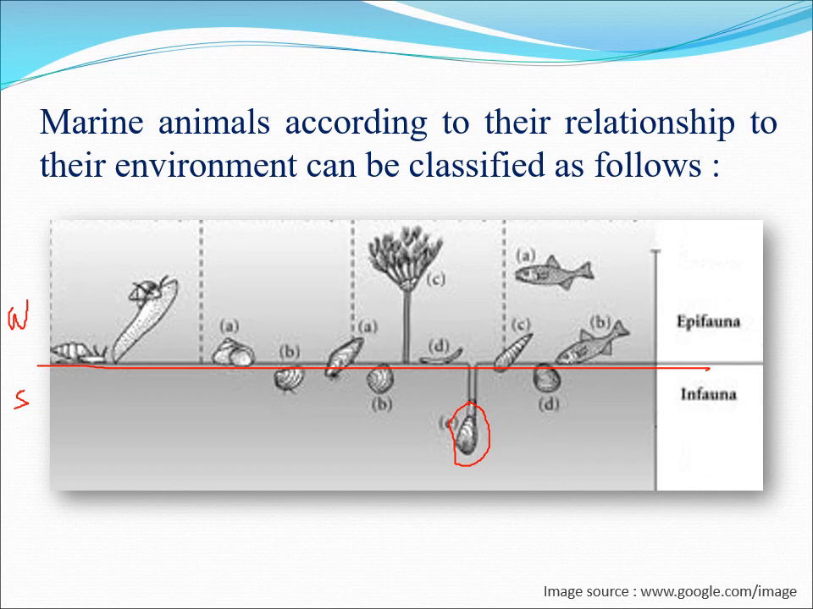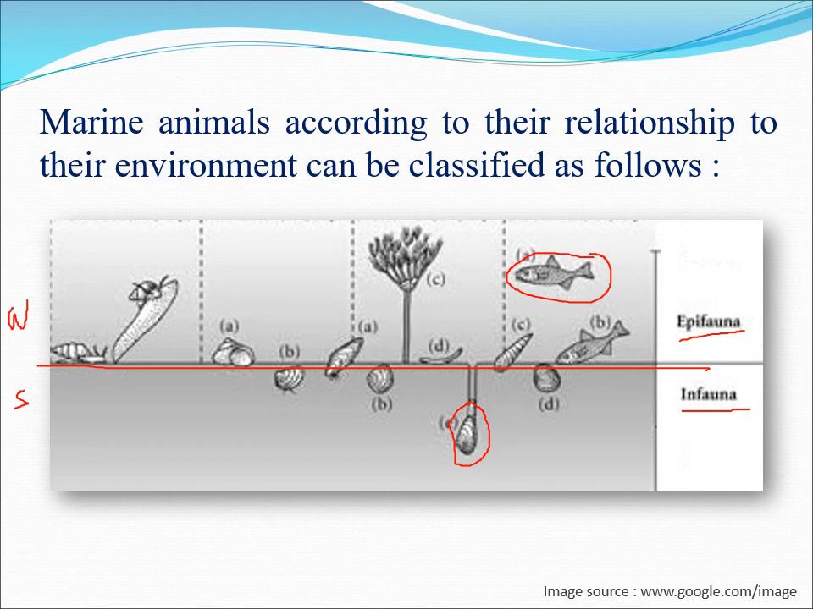And some organisms, particularly the fishes, are freely moving, completely detached from the surface. They float or swim in the ocean water body. So depending upon whether an organism lives inside the substrate or outside the surface, organisms can be classified into two groups. One group is infauna, that means the organisms that live inside the substrate, and the other group is epifauna, that means the organisms that live outside the substrate.